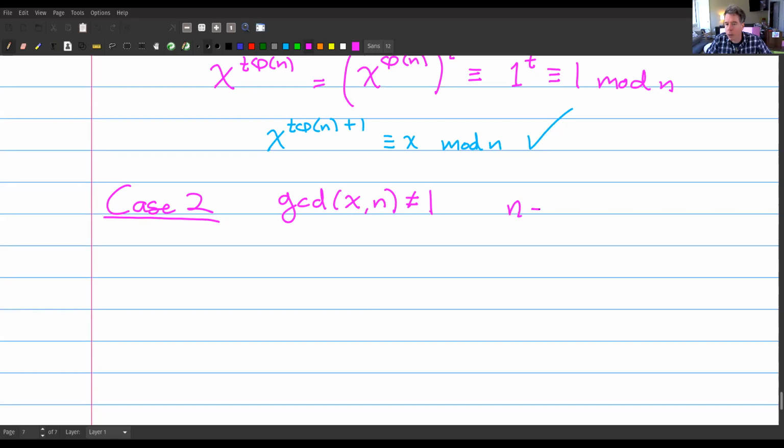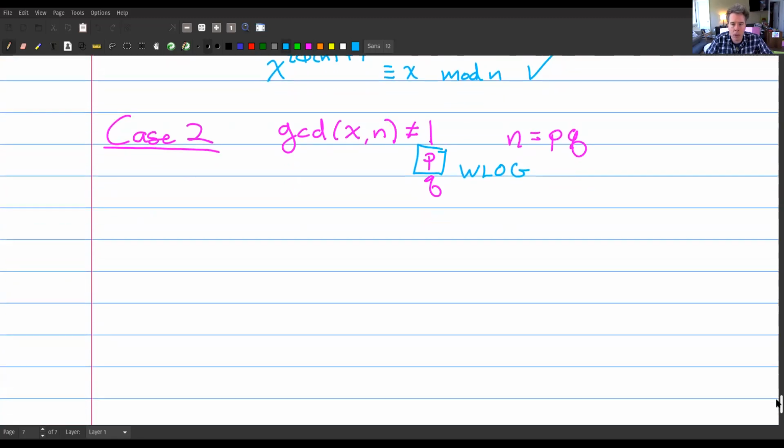So we know that n is equal to p times q. So what could the GCD be? The GCD could just be either 1, p, or q. It's kind of symmetric whether the GCD is p or q, so let's just say that it's p, without loss of generality. If it's not 1, let's just say that it's p. Maybe it's q, but then it'll just be the same argument with a different letter.